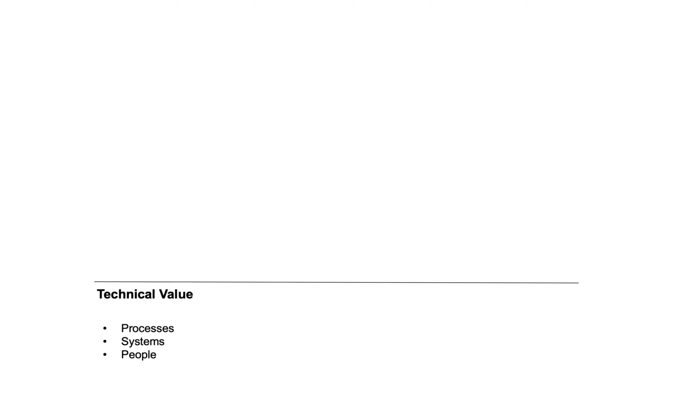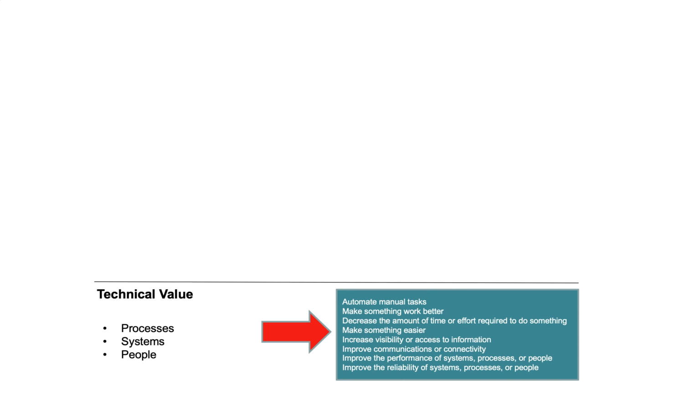And this is where your product or service can help to improve something, such as the processes or the systems or the people. Some examples of technical value or technical improvements or technical benefits are that you help to automate manual tasks, make something work better, decrease the amount of time or effort it took to do something. Your product or service made something easier to do, increased visibility and access to information, improved communications, and so on.